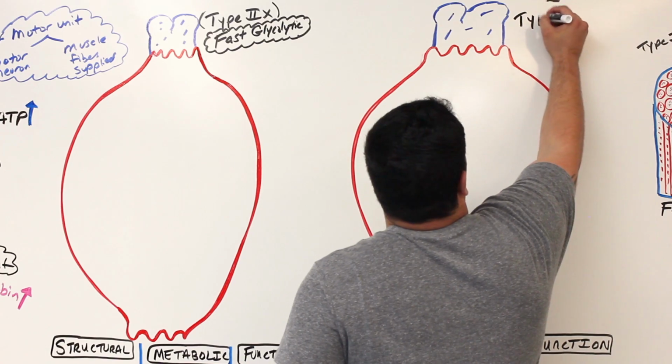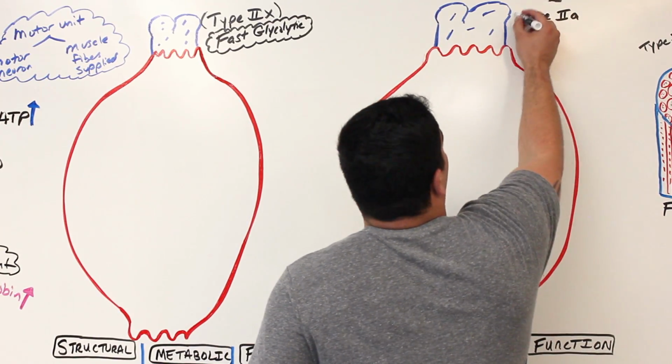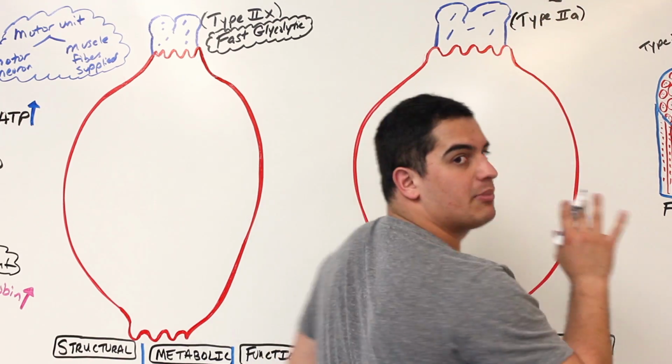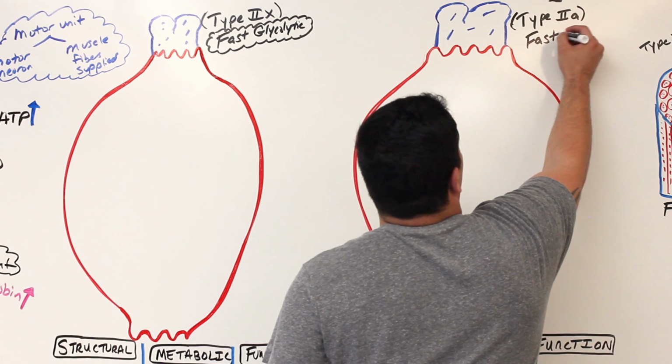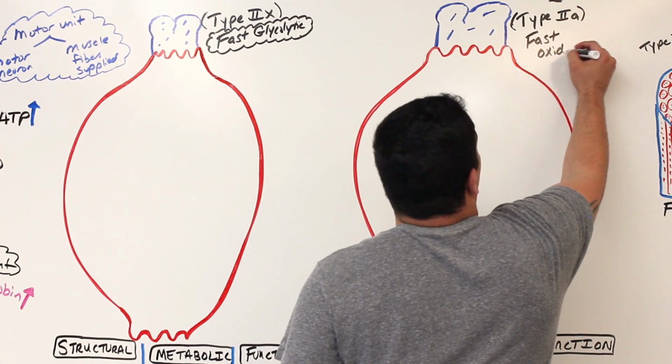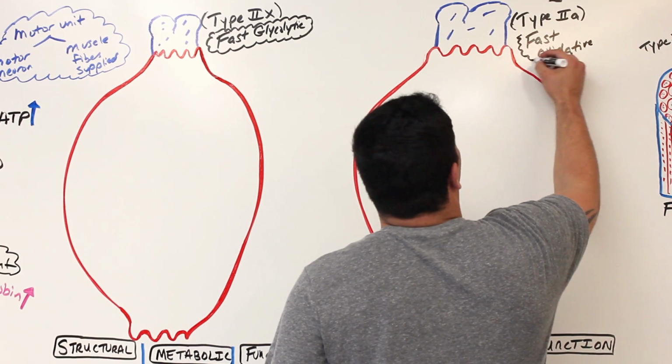So this one is actually called the type IIa muscle fibers. And the type IIa muscle fibers are really special. And the reason why is that these are fast oxidative muscle fibers, okay? Now, fast oxidative.